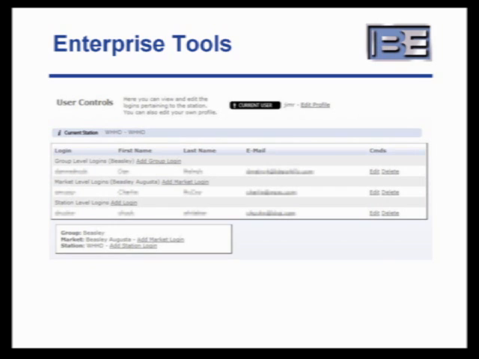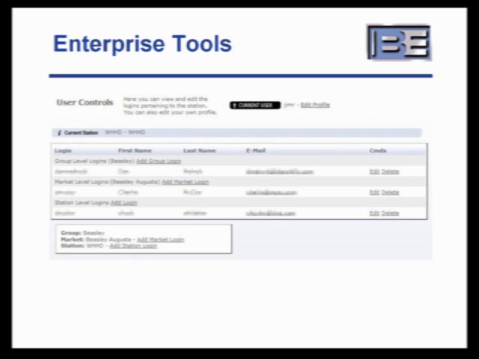There are different levels of logins for these. So let's say you're in charge of the entire group, you can log in at the group level and you can access any station, any market in the group. If you're a market promotions person or a market level engineer, you can log into that market and access the information on any station in that market. If you are a single station PD or a single station promotions person, you can only have access to that station, and you can log in and see everything that's going on that station.